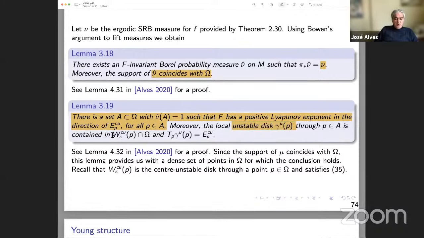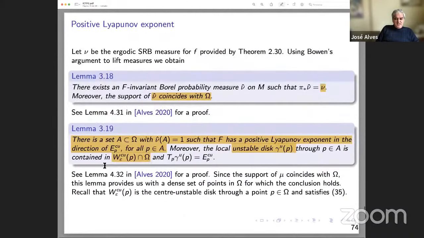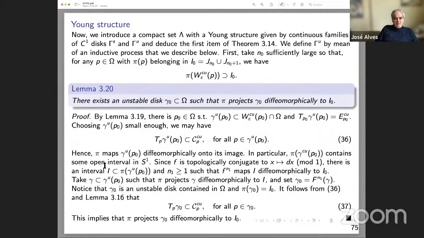And we can prove that the local stable disk is contained in these, which are also disks obtained by Shub. These disks, as I said, obtained by Shub, are essentially to assure that these local stable disks also depend continuously. So we have these local stable disks, and using these disks, I will be able to construct a Young structure. So how do we do that?